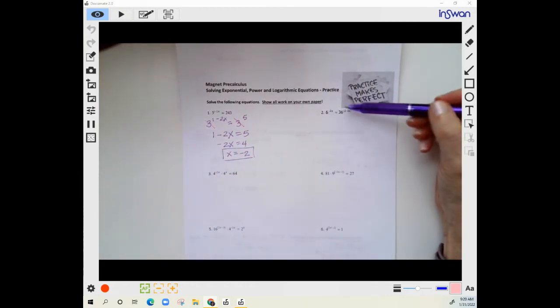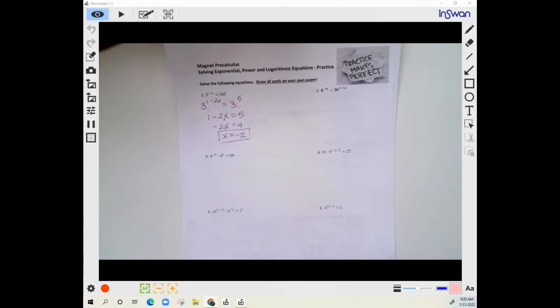Okay, so this would be the same thing. Get the bases the same. 3, 4, 5, they're all similar. It is still going to be exponential where you're trying to get the bases the same, but we have a little more going on. So we're going to involve our exponent rules.